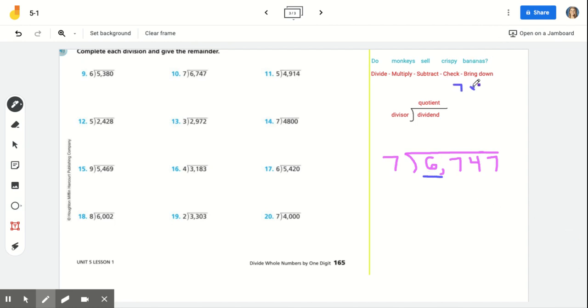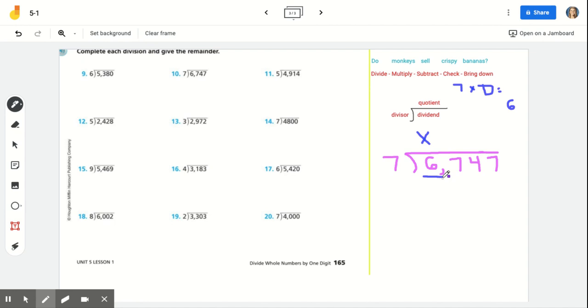So 7 times something equals, can it equal anything less than 6 for this case? So 7 times 1 is 7. That's too much. So it would be 7 times 0. And again, you could put a 0 or you could put an X, or you can leave it blank. I'll put an X right there above the 6. We cannot form a group of 7 out of 6. So that means we need to keep on going to the next digit.